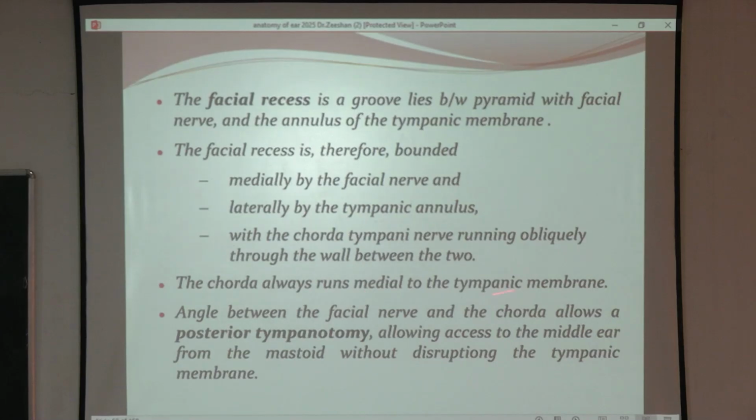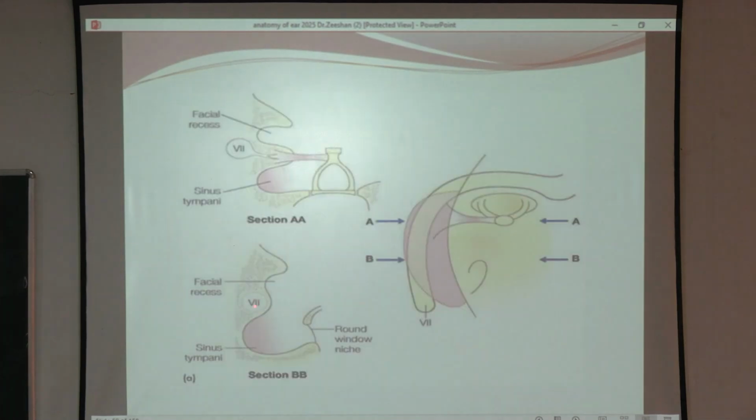Angle between the facial nerve and chorda tympani allows posterior tympanotomy, means we are making an opening posteriorly, allowing access to the middle ear from the mastoid without disrupting the tympanic membrane. Clear? Facial recess will be asked 100%: what is its anatomy and what is its importance. So facial recess is in between two nerves, the seventh nerve and the chorda tympani nerve.